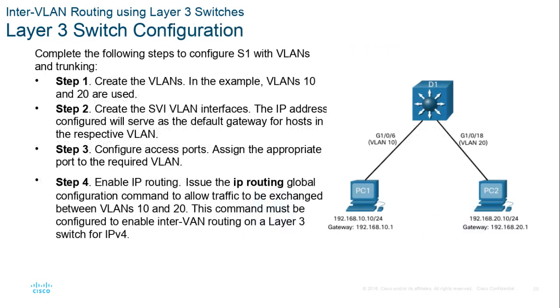So we would do the same sort of thing logically. We would create the VLANs, maybe VLAN 10 and 20. We would create the switch virtual interfaces, the VLAN interfaces, and give them IP addresses. We would configure the access ports that go to the individual PCs. And we would configure the trunking internally in this big box.